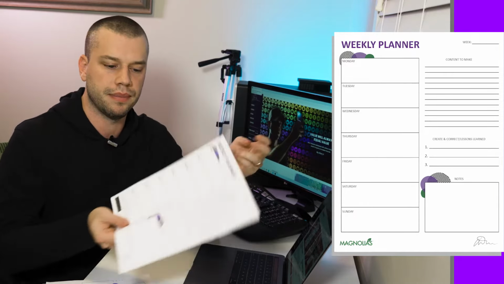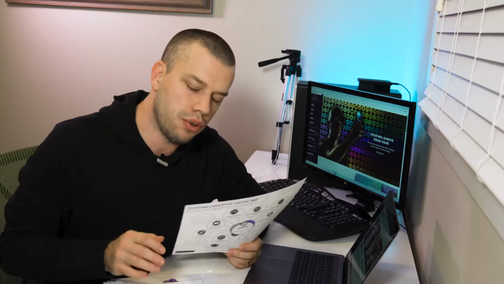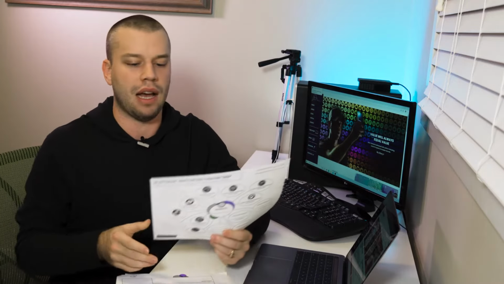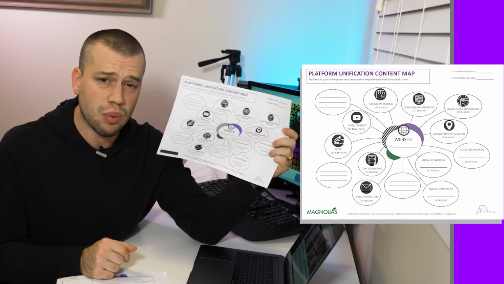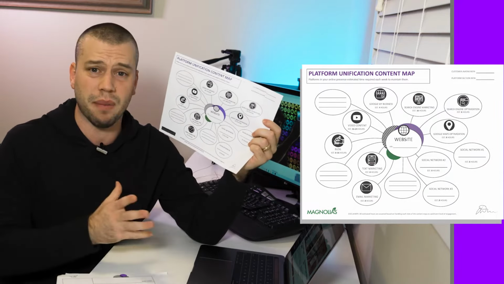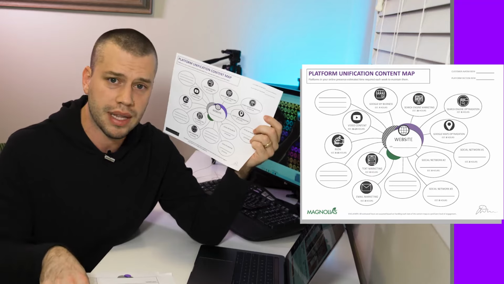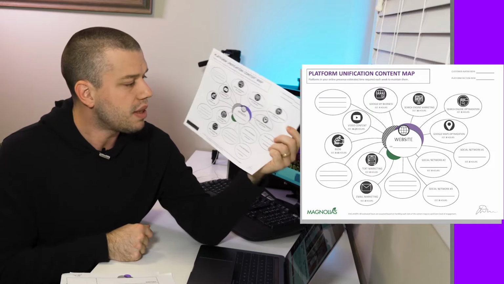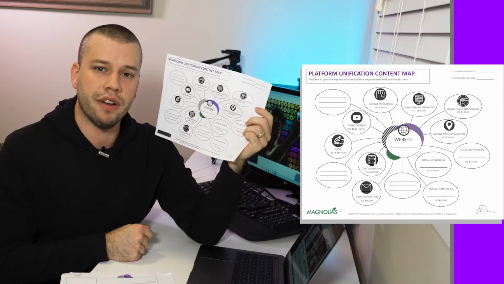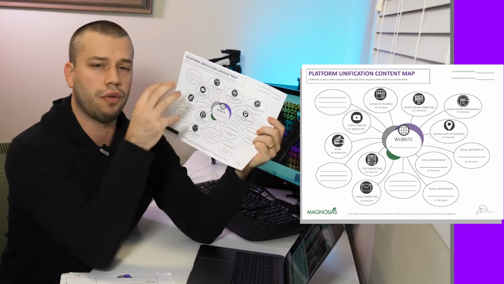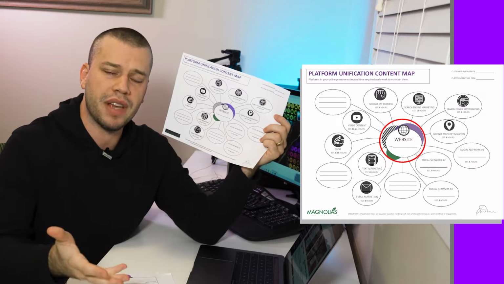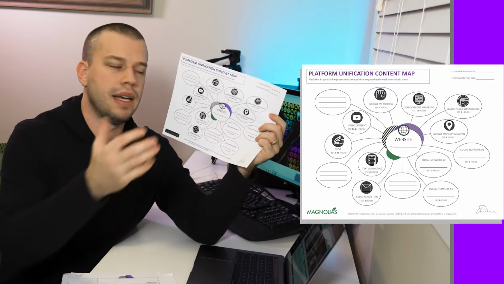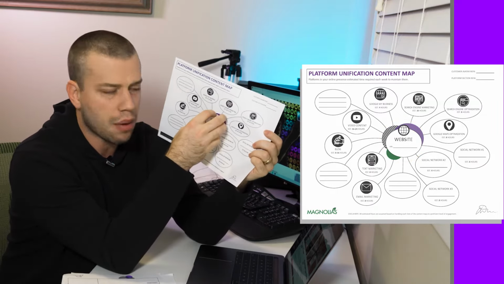Now, before I get into some of the other templates that I have, I want to talk about the Platform Unification Content Map. This is one of my favorite. This might have been something I should have talked about a little earlier in this episode, but with this template, it always has your conversion point in the middle. So for a lot of you, that's your website. Some people that only have a Facebook page or you're only running Facebook ads, then your conversion point would be Facebook and that would go into middle.